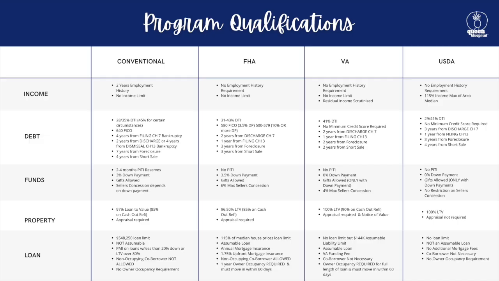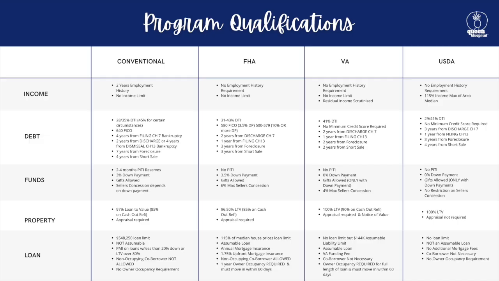Okay? So with a USDA loan, no employment history is required. 115% income max of the area median. Okay? You're going to need a 29/41% DTI. The 29% is front end. The 41% is back end. So anytime I said slash, it's front end, back end. Okay. No minimum credit score is required. Anyone can get a USDA.